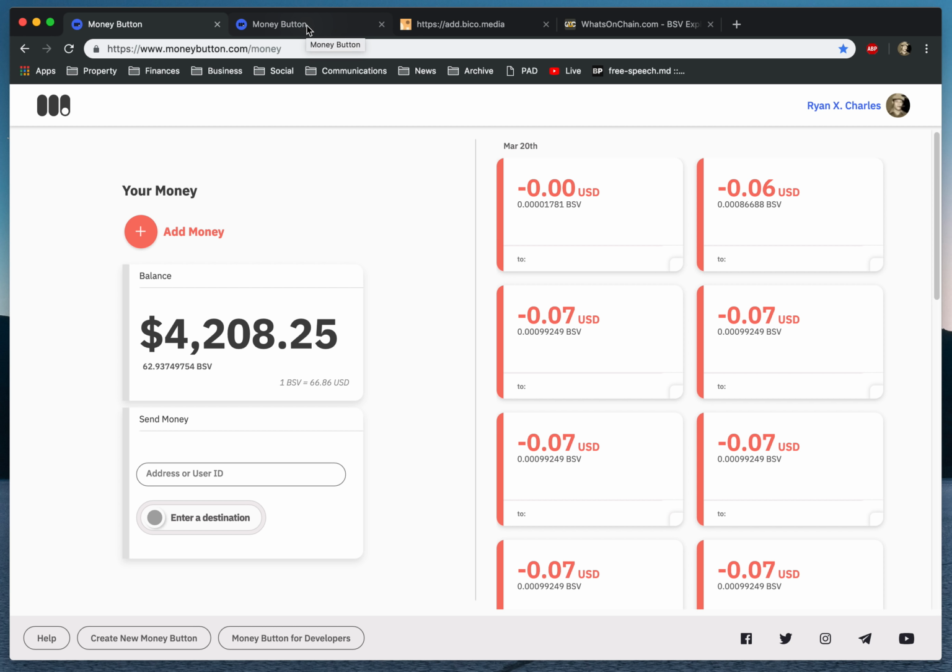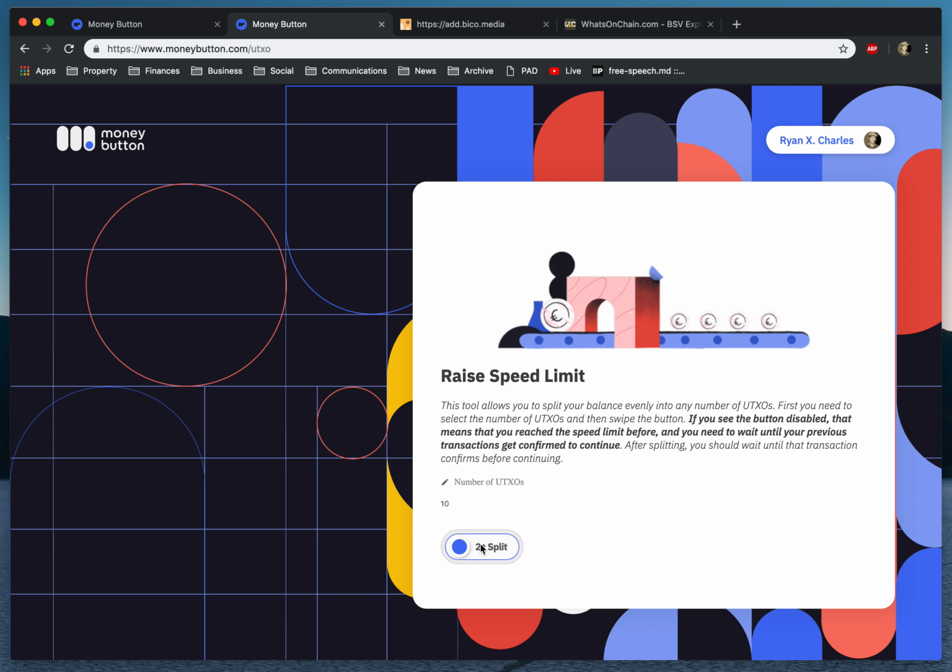And what I'm going to do is generate a huge number of UTXOs. Now, before I get started, notice that it gives you a little message that basically says only split if you've already confirmed your balance. If the button is enabled, that means my balance is fully confirmed. I don't want to go into the technical details quite yet, maybe I'll discuss it at the end of the video, but you want to make sure that all of your UTXOs are confirmed before you do this.